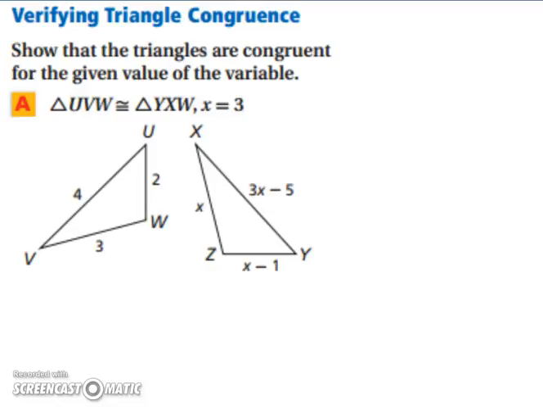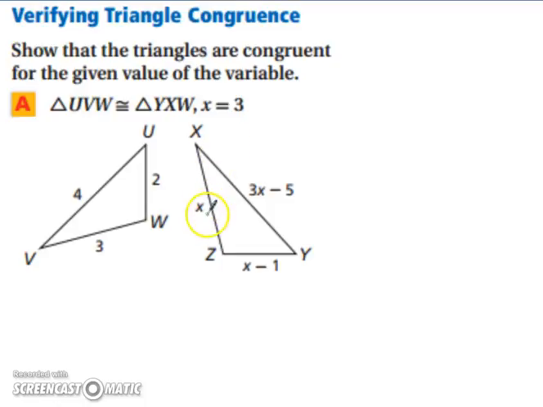Let's practice verifying triangle congruence. Show that the triangles are congruent for the given value of the variable. So if x equals 3, show that these two triangles are congruent. You're not proving anything, you're just showing. So therefore, showing your work is substantial enough.